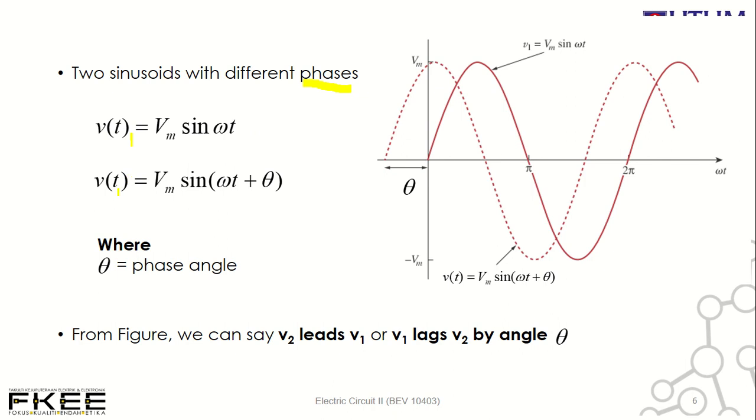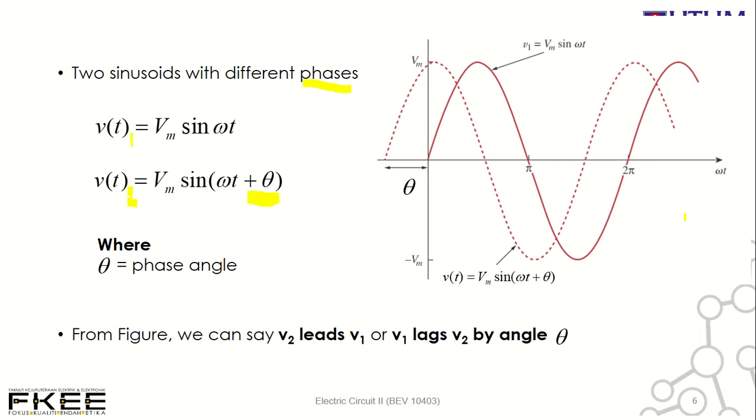Okay, let's say we have v2(t) equal to Vm sine omega t plus theta. This theta we call the phase angle or phase shift. Plus theta means our waveform leads, mendahului. This is the waveform of v2(t) equals Vm sine omega t plus theta.